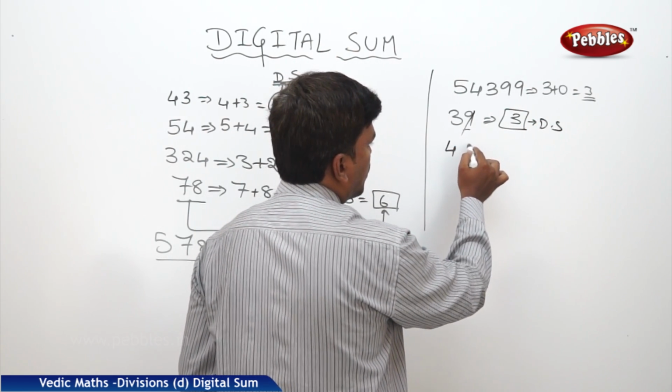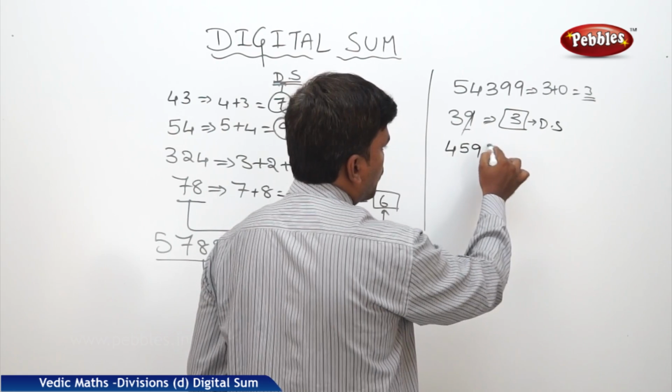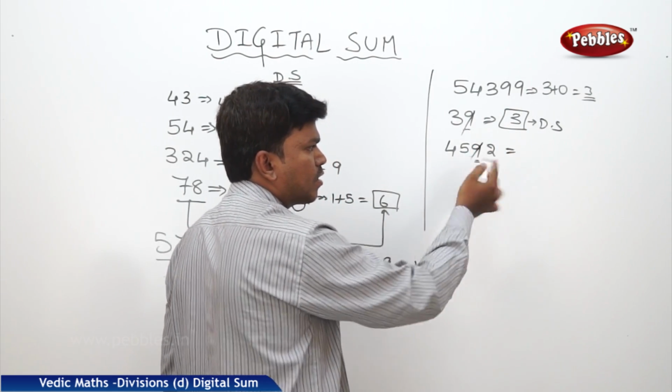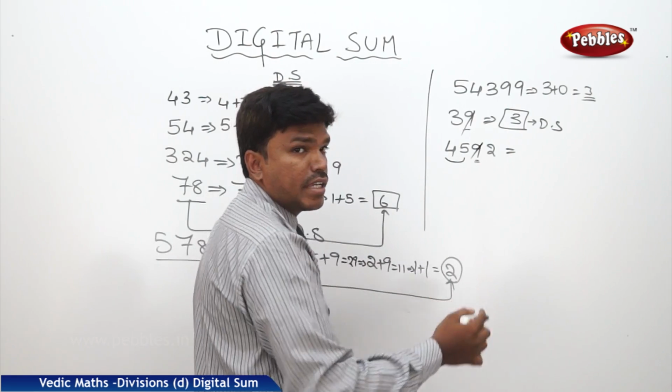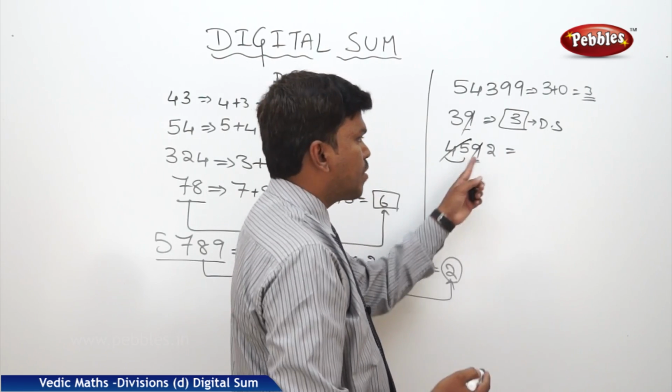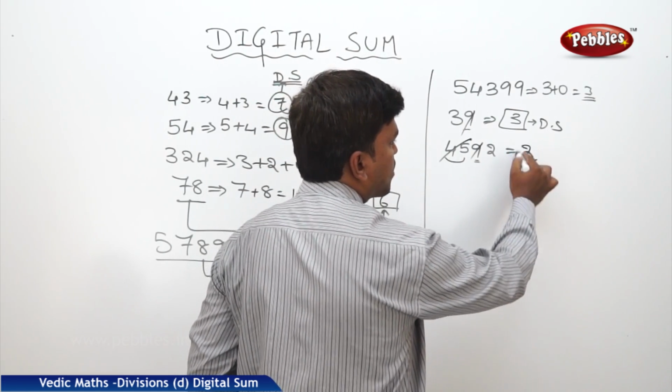Suppose 4592. I want the digital sum. I can ignore the 9. What is 4 plus 5? 9. Even the digits adding up to 9 also you can ignore. So what is the remaining? 2. So 2 is my digital sum.